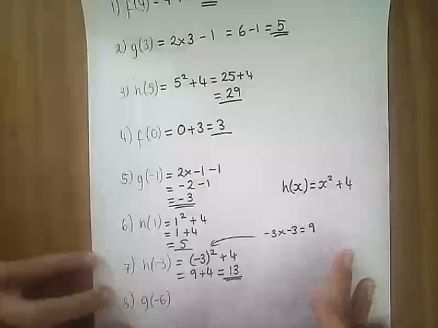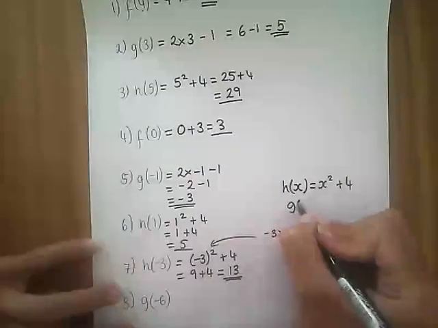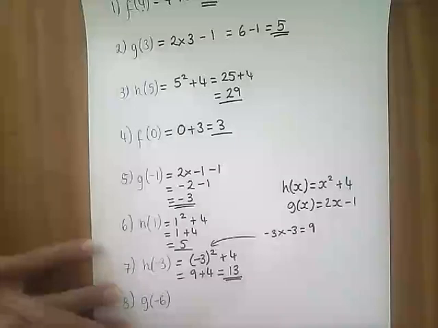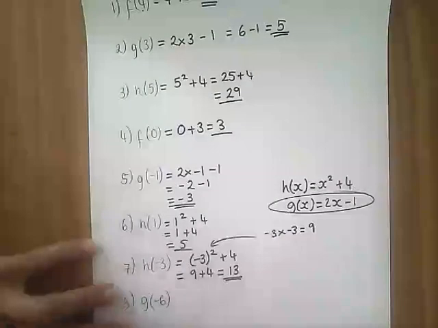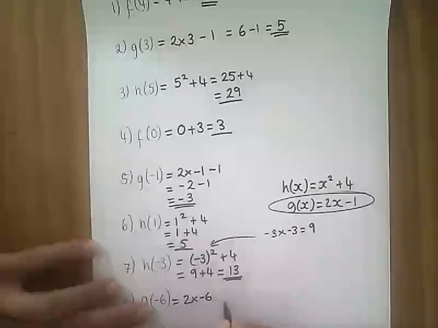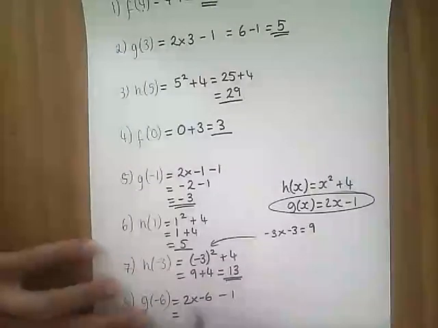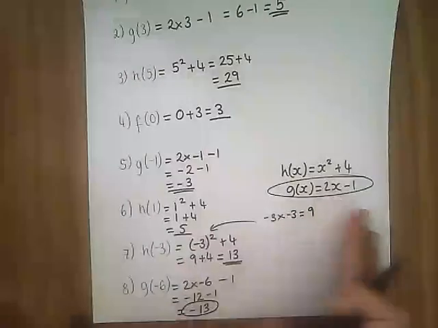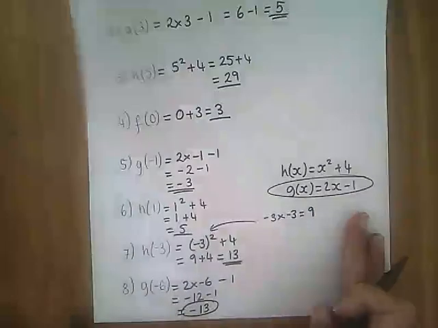And the last one, g of minus 6. Let me remind you what g was. G of x was 2x minus 1. So we're going to put minus 6 into there. So I've got 2 times minus 6, take away 1. 2 times minus 6 is minus 12. Take away 1 is getting 1 degree colder. So it's going to be minus 13. Okay, that is our introduction to functions.